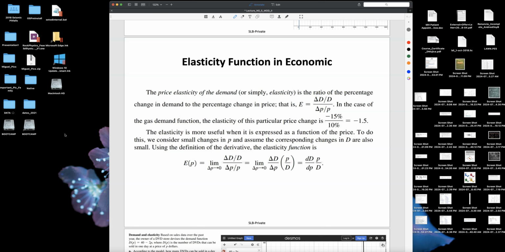Okay, continue with this section 3.6. It's a long one, guys. I'm so sorry. They introduce another concept that is the elasticity of a function. And they bring that concept from economics.